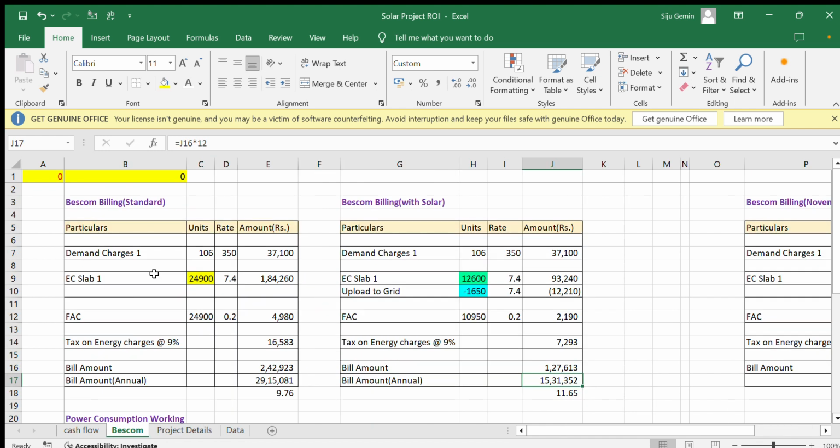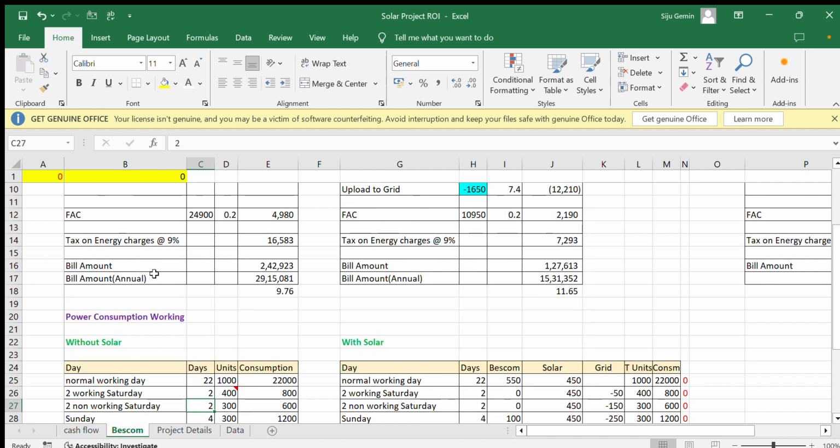Let's see how the Bescom bill will look before taking the solar connection and after taking the solar connection. To compute the cash flow and know the ROI, this is very important. Here we are assuming a standard billing pattern like this. We have taken an assumption of 1000 units per day. Here you can see how it is.